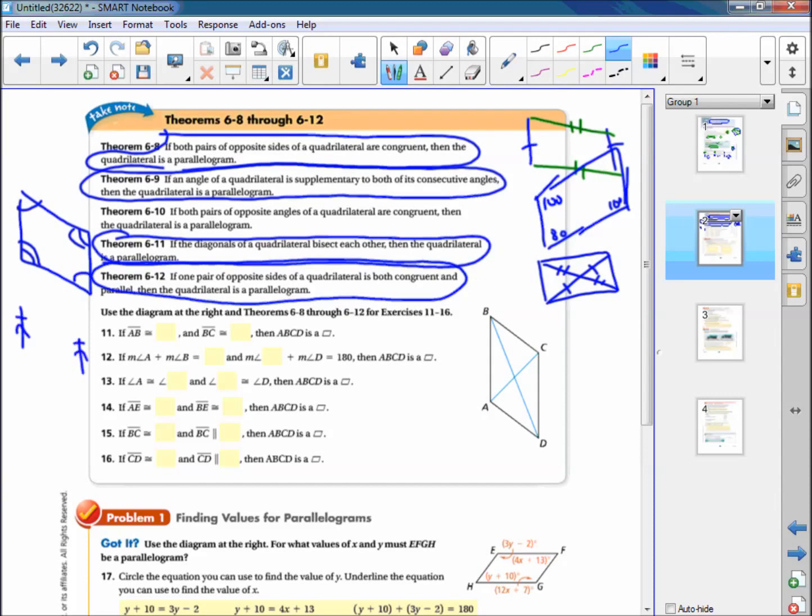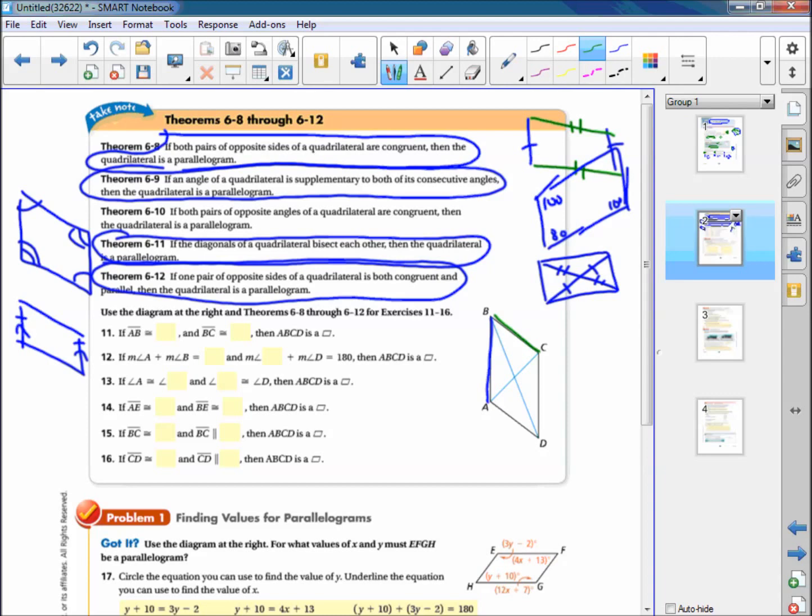And they also have to be equal in length. So that's going to form a parallelogram. All right, so use the diagram at the right in theorem 6-8 and 6-12 for exercises 11 through 16. So let's take a look at this. If AB is congruent to something and BC is congruent to something, then we have a parallelogram.